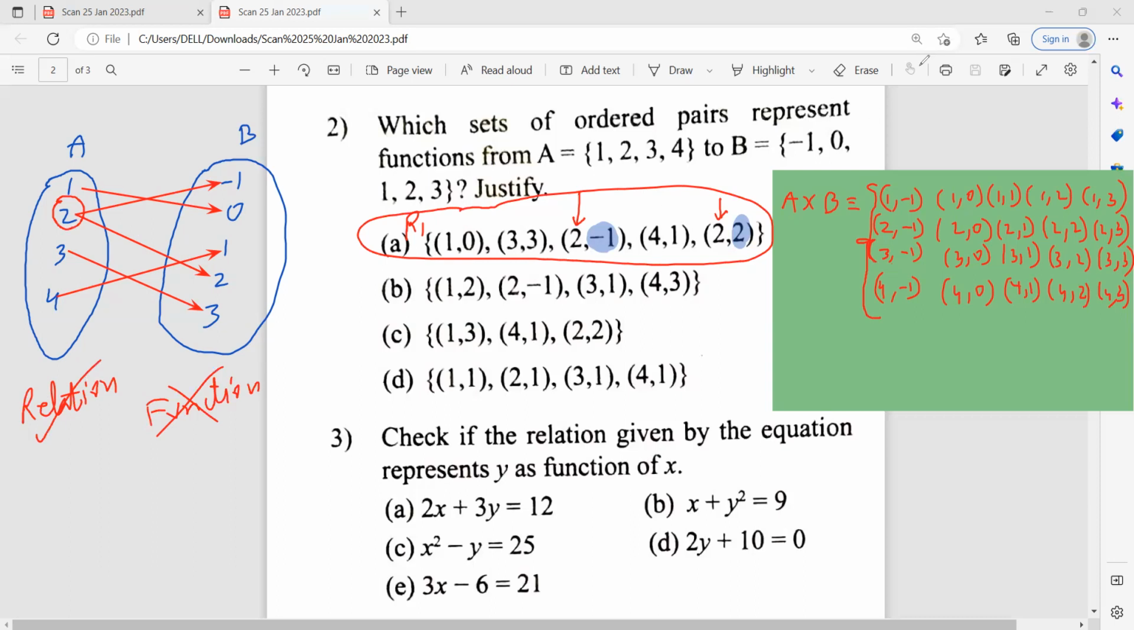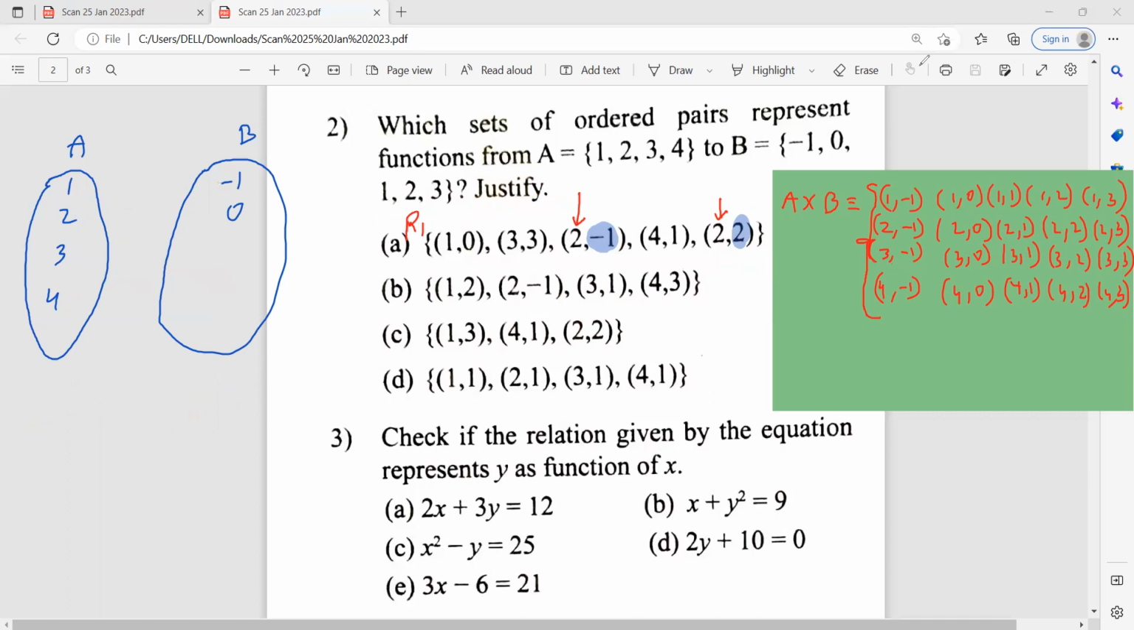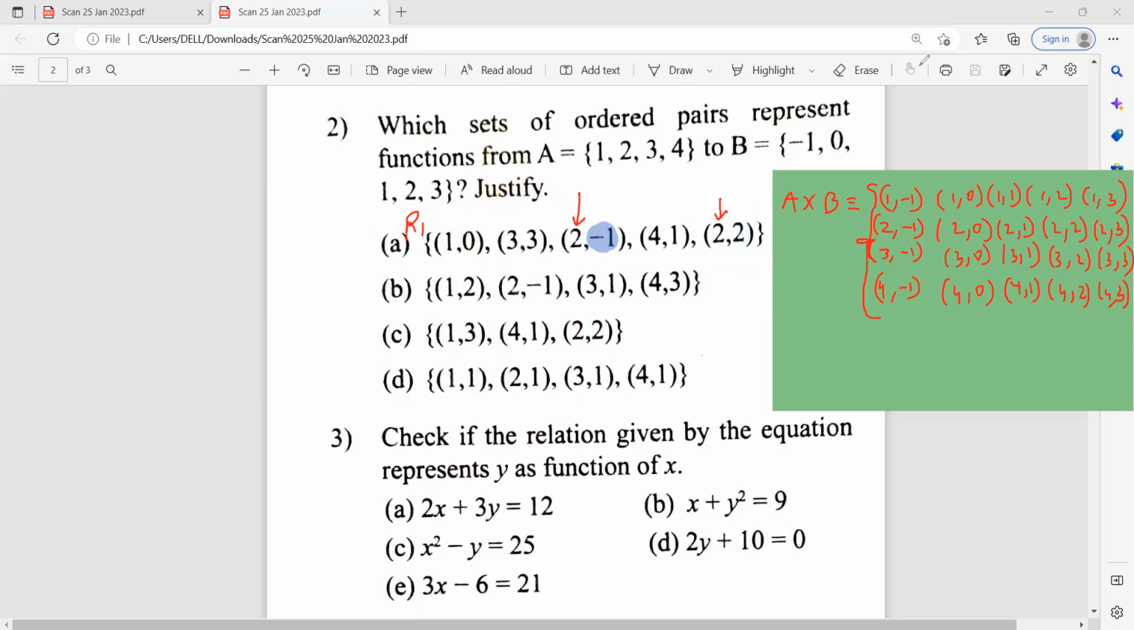So students, in case of ordered pairs, how can we say? Remember, a set of ordered pairs is a function if the first component is not repeated. The first component should not be repeated. Here, the first component is repeated, 2 and 2. So whenever you notice in any of the ordered pairs that the first component is repeated, you will say that it is not a function.